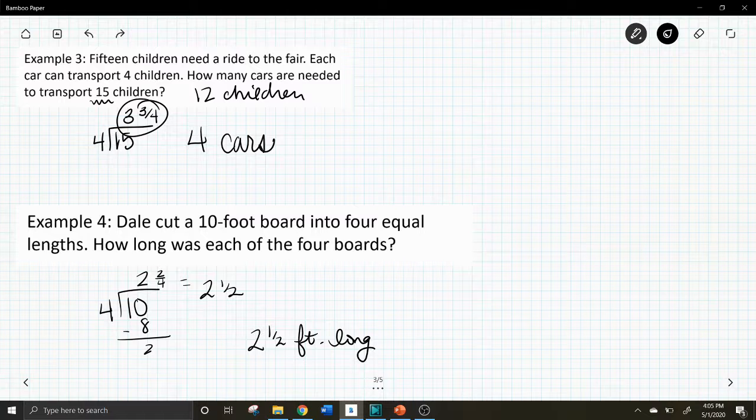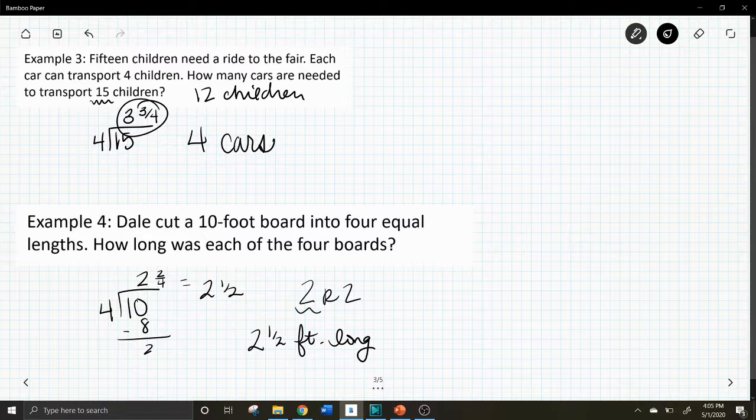You could have also written this one as a decimal. That would have been very precise as well. But I wouldn't have wanted to see the letter R in this case. We wouldn't have wanted to write 2R2. That doesn't really mean anything in terms of length. 2R2, what does that mean? So you wanted either a decimal or a fraction here. Okay.